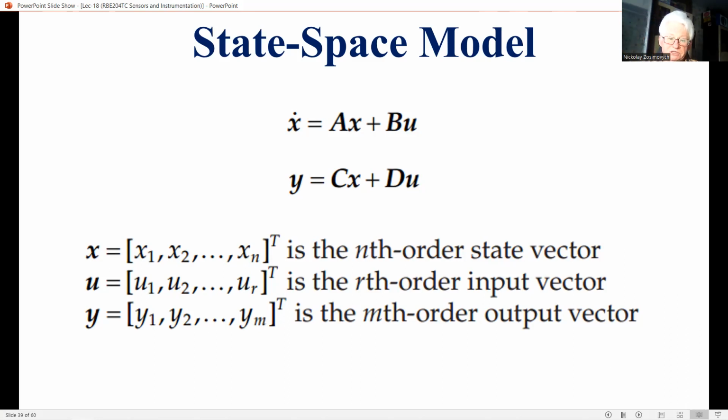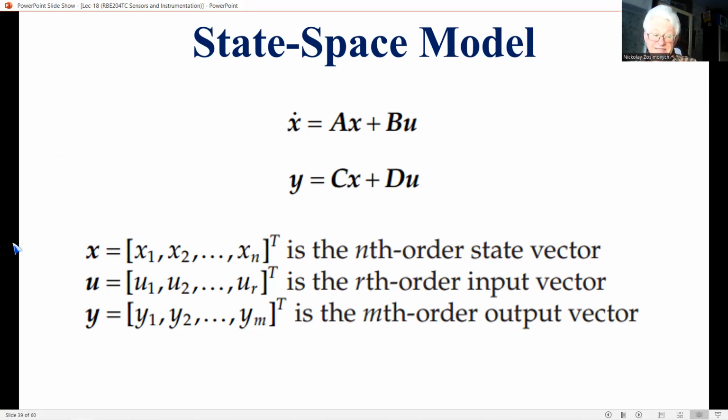And output equation, a coupled algebraic equation, where Y is proportional to CX plus BU. Where X may be X1, X2, and so on up to XN. And U is the nth order input vector, the same nth order input vector for Y. All these three vectors are defined as column vectors.